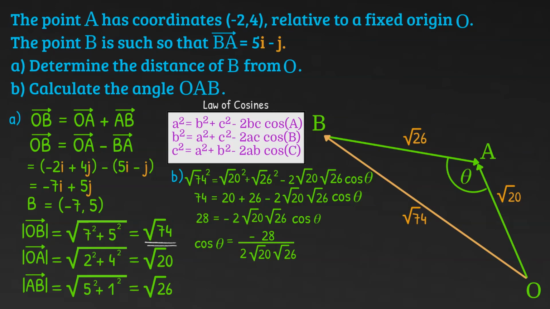And using a calculator, we can work that out as approximately minus 0.61394. And then we can take the arccos of that number to get theta. So we end up with the angle OAB is equal to 128 degrees.